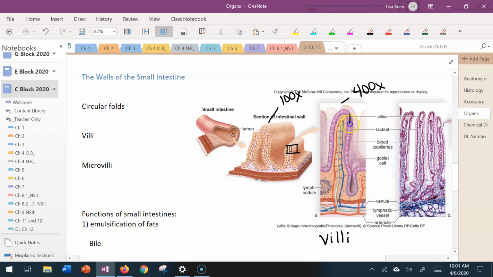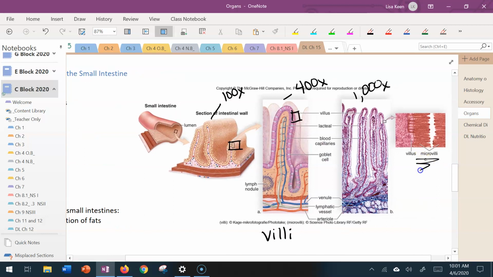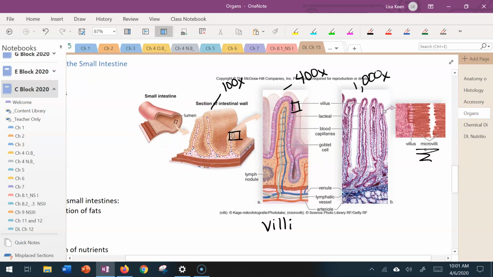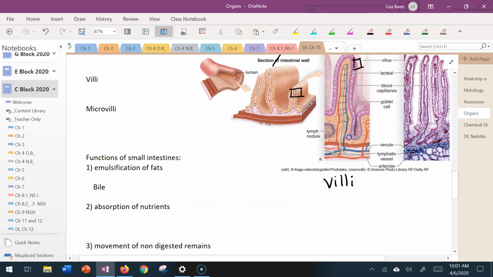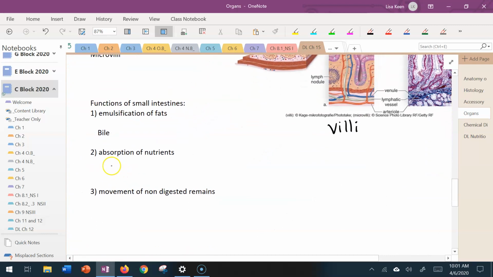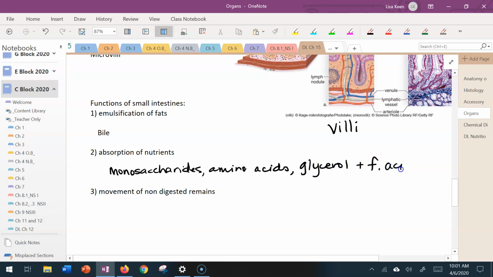But if you were to take a villus and look at it on the microscope, so now we need to go up to, say, the blue objective lens and look at 1,000 times, a villus has its own villi called microvilli. All this is doing, girls, is increasing surface area for the maximum absorption of substances. And when we talk about the maximum absorption of substances, we're talking about monosaccharides of sugars, the amino acids of proteins, and the glycerol and fatty acids of lipids.